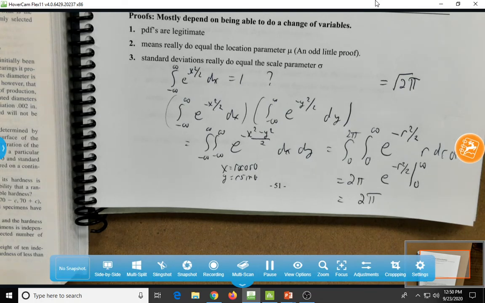Where did you get the e to the negative x squared over 2? Oh, this would be if you had mean 0 and sigma 1. Everything would collapse to that, so that's why standard normals are. Square root of 2 pi is equal to 1. Sorry? Square root of 2 pi is not equal to 1. This thing equals square root of 2 pi, so if I put 1 over square root of 2 pi there, then I get 1.